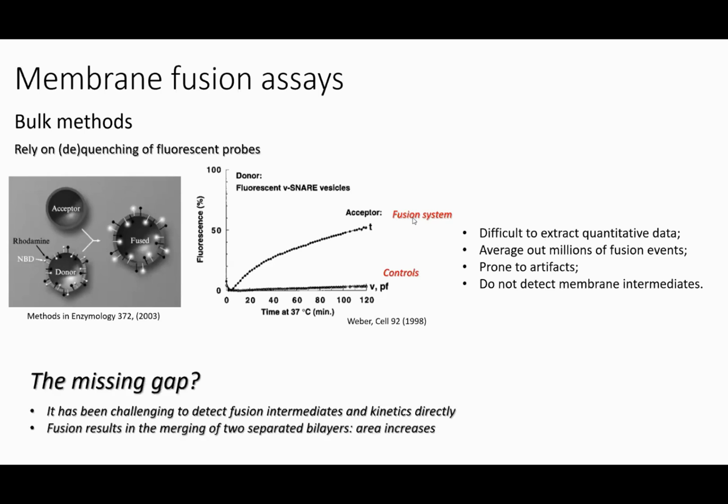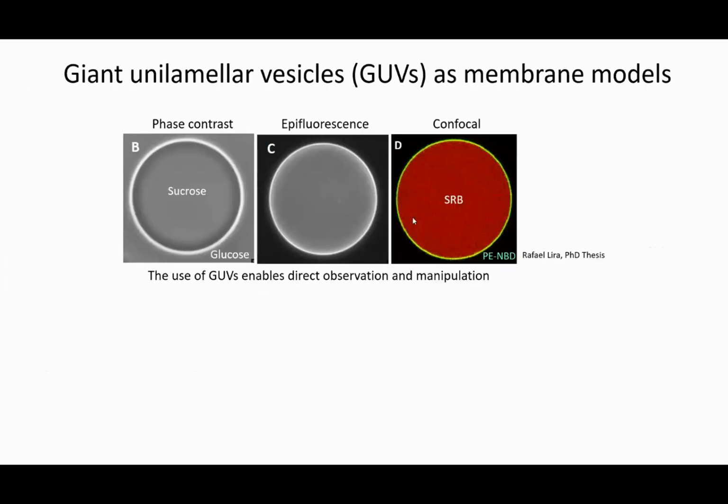So what is then the missing gap of this kind of assay? The first one is that it has been very challenging to detect some fusion intermediates, as well as the kinetics, directly from your measurement. And secondly, fusion necessarily involves merging of at least two compartments, meaning that your final vesicle will be of a larger size. However, this is not typically reported. So although you measure changes in fluorescence, you don't measure an increase in vesicle size, although it's intrinsically related to membrane fusion.